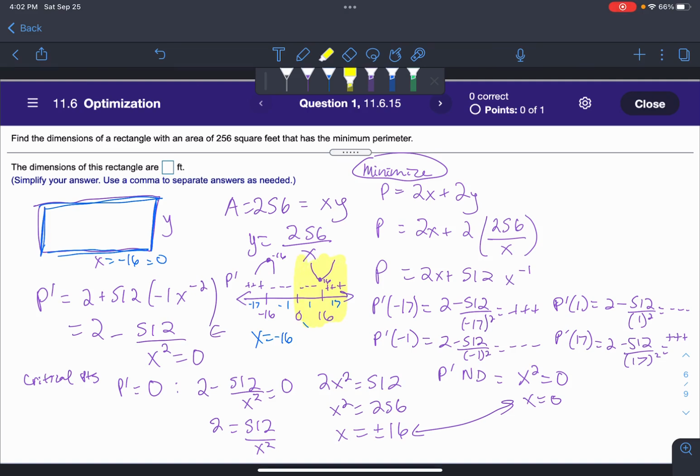All right, so x is equal to 16. That will minimize my perimeter, but are we done? That is no, right? Because they want the dimensions, so they want a y value. So I'm going to return to our relationship or equation here to find what my y is. So 256 over 16. So it happens that my y is also 16. So that really means that when my rectangle is actually a square, then my perimeter will be minimized.